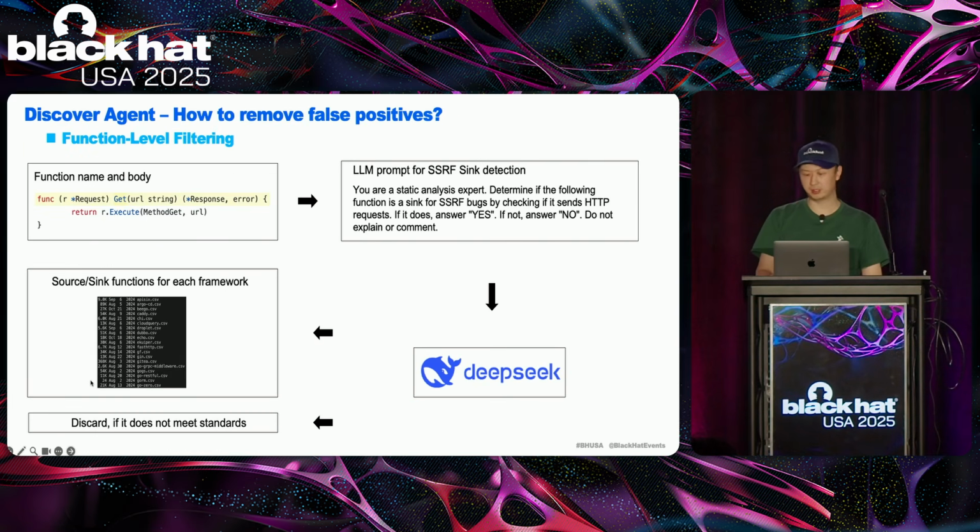To remove the false positives from the previous step, we move on to function-level filtering. We check both the function names and the function code. For example, with SSRF, the sink is a function that sends an HTTP request, while for SQL injection, the sink is executing a SQL statement. And we have noticed that long-thinking models tend to perform better at this stage. And again, any functions that don't meet the criteria will be removed. In the end, we collect all the source and sink functions present in each framework.